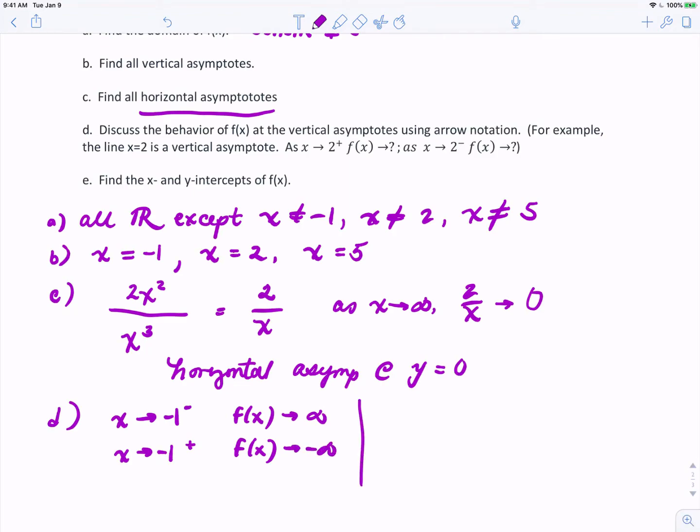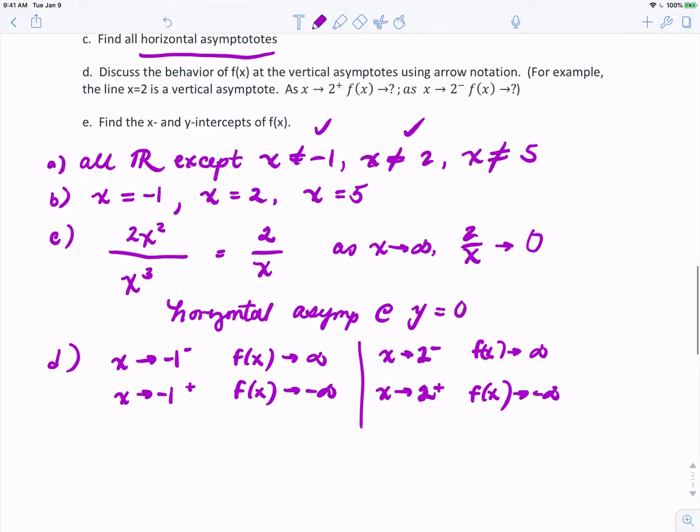At the next asymptote, as x approaches 1 from the left, f of x approaches infinity. And as x approaches 1 from the right, f of x approaches negative infinity. So that's the behavior at this asymptote. Oops, this is actually a 2, the other asymptote. And this asymptote. And finally, let's talk about the last asymptote.